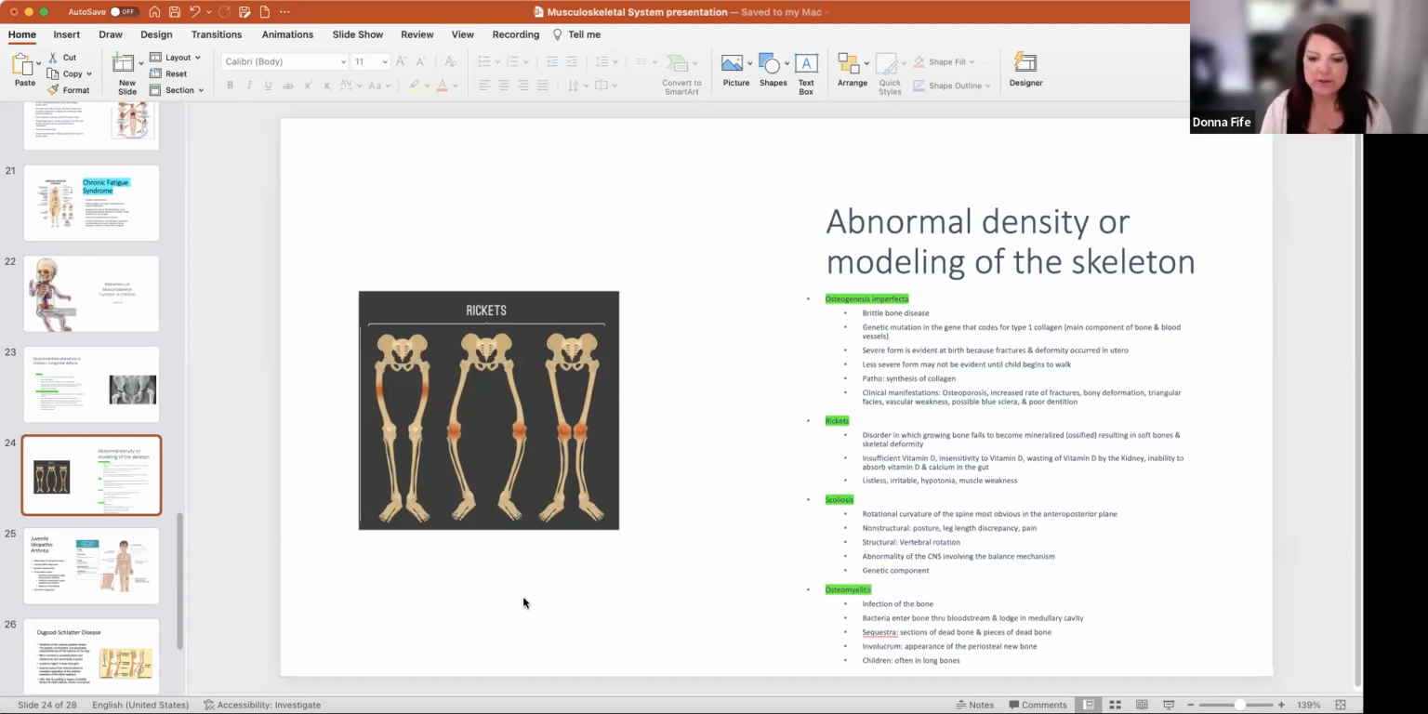Osteomyelitis can occur in children. This is an infection in the bone. Bacteria enter the bone through the bloodstream and lodge in the medullary cavity. Sequestra are sections and pieces of dead bone. Involucrum is the appearance of periosteal new bone, and this occurs in children often in the long bones.